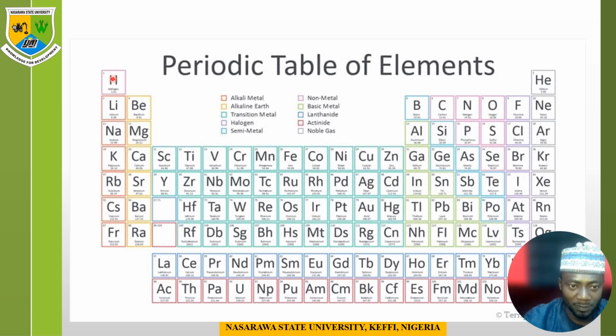Remember, these elements that are placed here have the same number of what? Valence electrons, meaning they have valence electron of 1. Beryllium, magnesium down to radium, they have valence electrons of what? 2. Boron, down to the last element, they have valence electron of what? 3. Down to the last group, which is the noble gases, particularly helium has a valence electron of 2. Then neon, down to the last one, they have valence electrons of what? 8, because they attain octet configuration.